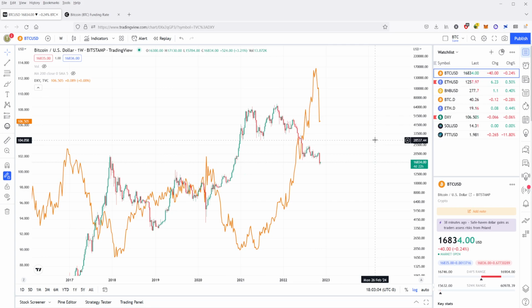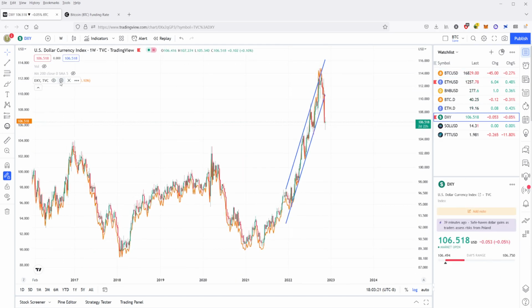And the reason for that is because Bitcoin is a commodity, and commodities do not like a strong dollar. You tend to find that when the dollar goes up, when the strength of the dollar goes up, commodities tend to do very poorly. And now I'm going to go ahead and show you the dollar index chart. Let me go ahead and get rid of this.